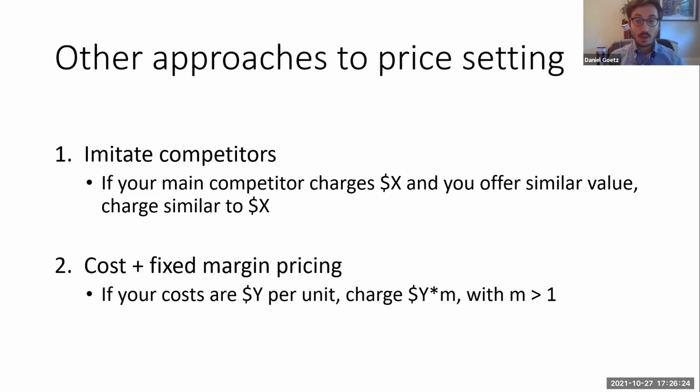That's one way. Second way, cost plus a fixed margin, right? If your costs are Y dollars to make a unit of your product or to serve one person, charge Y dollars times M, where M is some scaling factor greater than 1. So if you want a 100% markup, M would be equal to 2. So you charge Y dollars times 2, twice what it costs you to make the product, okay? There's no real theory behind either of these, why you would do it this way. It's just that it's very straightforward to do, and pricing correctly is quite hard to do, okay?